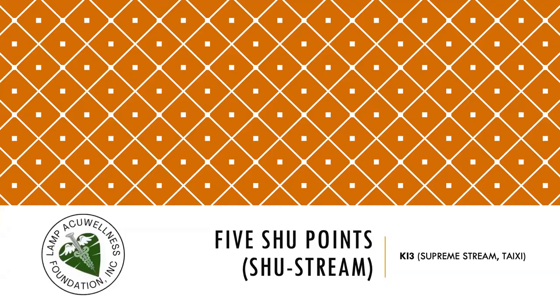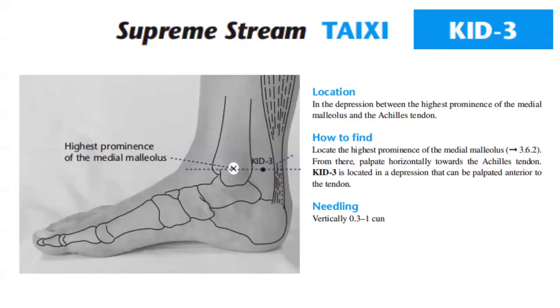Let's now discuss Kidney 3, a Shu-Stream point. Kidney 3 is located in the depression between the highest prominence of the medial malleolus and the Achilles tendon. How to find it? Locate the highest prominence of the medial malleolus.